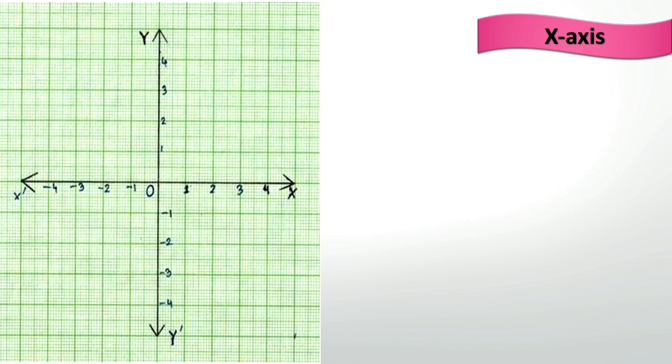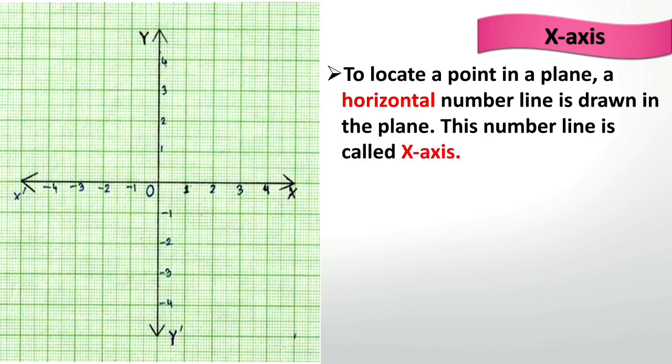Children, already you know how to draw the graph. You have learned in your previous class. There are two axes, x-axis and y-axis. We are going to study in detail about the x-axis. Children, to your left side there is given a graph paper. In that graph paper, to locate a point in a plane, a horizontal line, number line is drawn. In the plane, this number line is called x-axis. The horizontal line you can see in your screen is called x-axis.